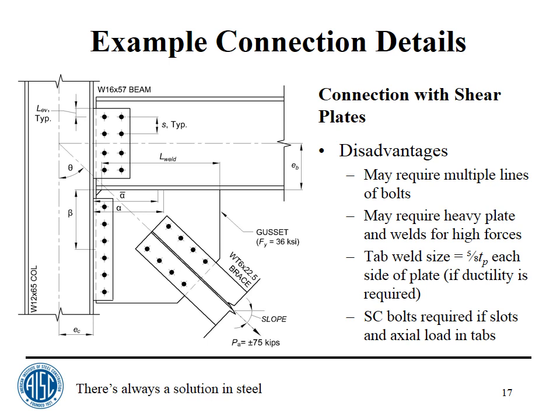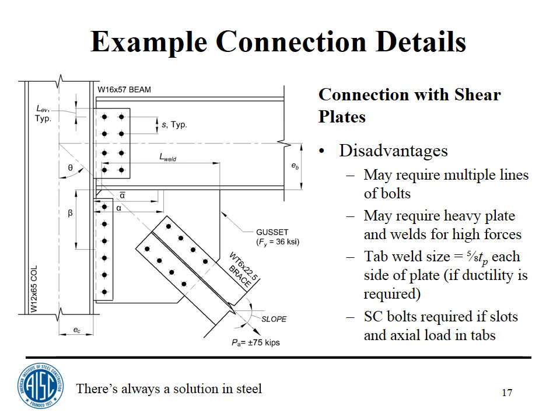It may require heavy plate and welds for high forces. The tab weld size, 5/8 T each side of the plate, is not generally required for this type of connection unless you have a specific ductility requirement, as you would have, for example, in one of the 3 ways that you could do special concentrically braced frames. But for ordinary non-seismic and ordinary concentrically braced frames, there's no specific explicit requirement for ductility for this type of connection.